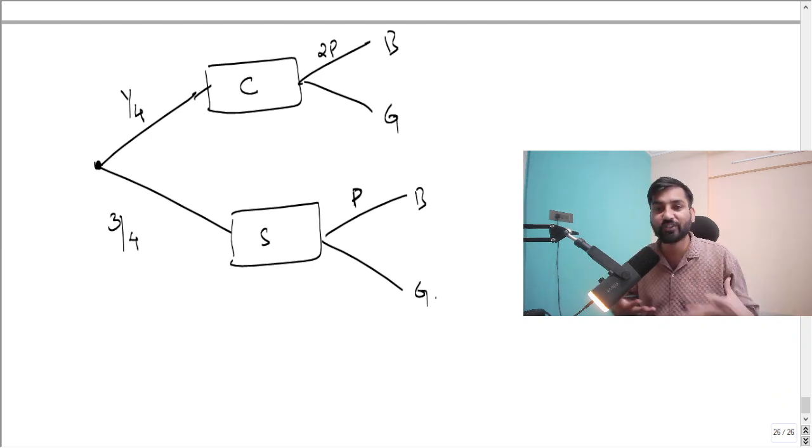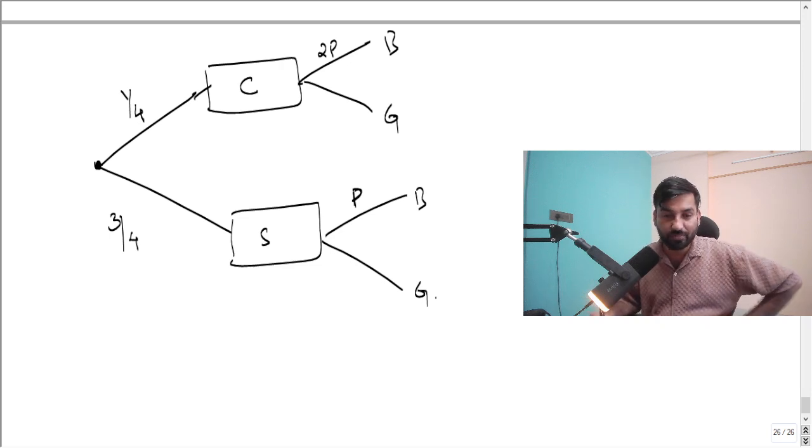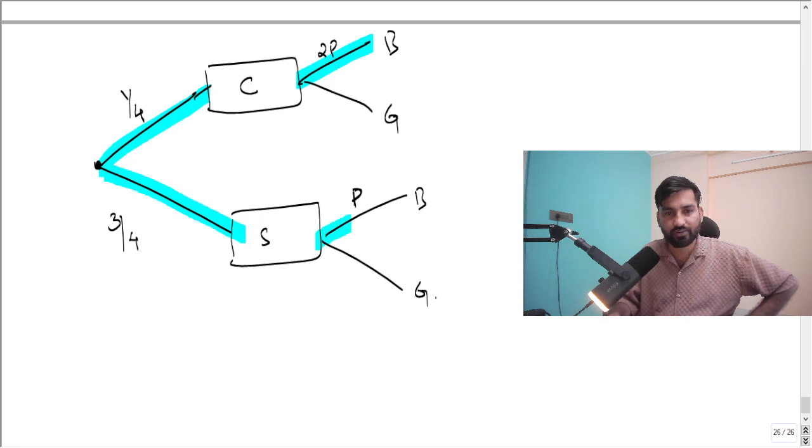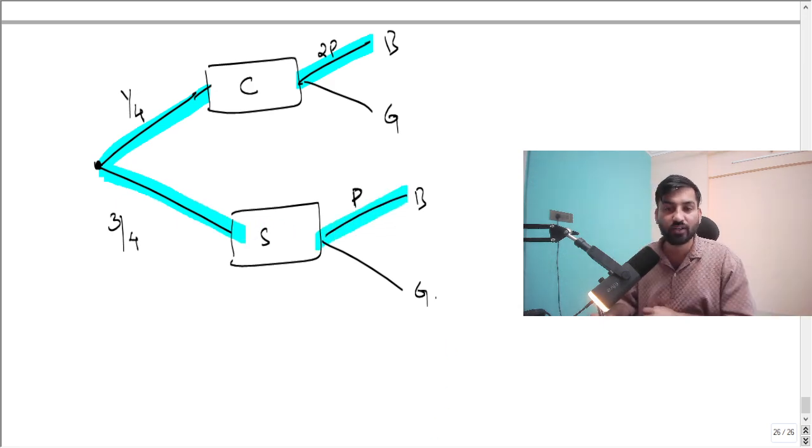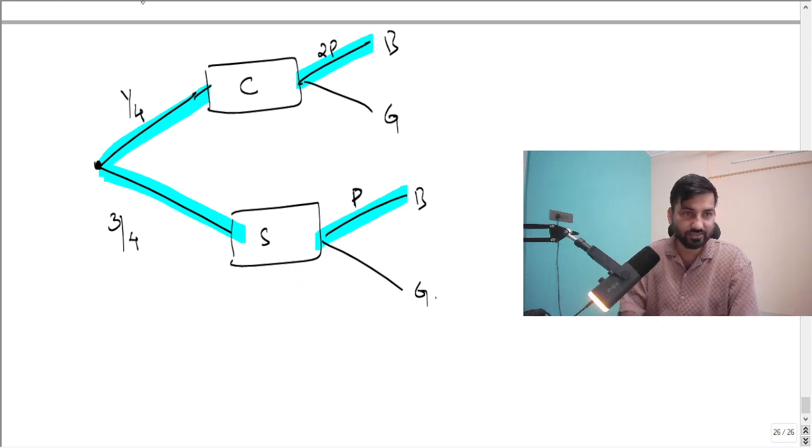Now, how to compute small p? You can go for total probability theorem. What is total probability theorem? You know these branch probabilities, right? Let me highlight this branch. If you know this branch probability, what you have to do? You have to multiply them, use multiplication rule, add them. Multiply the probabilities, add them. You will get the probability of B, the probability of the boy. So let me write here.